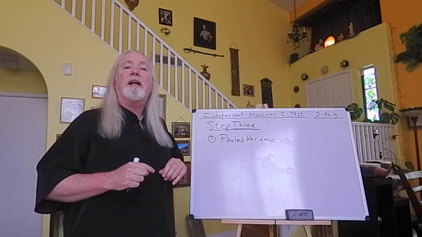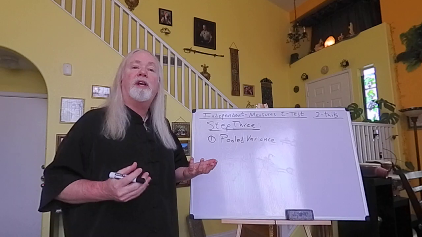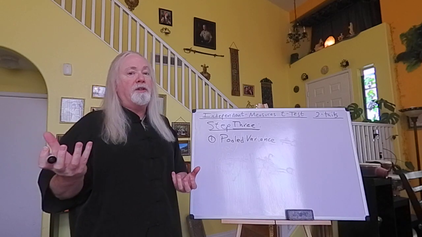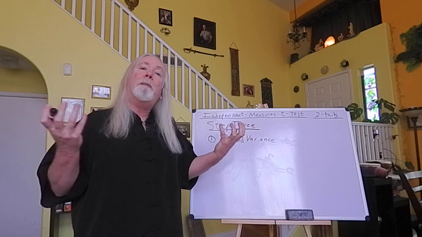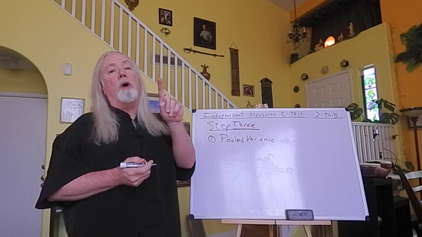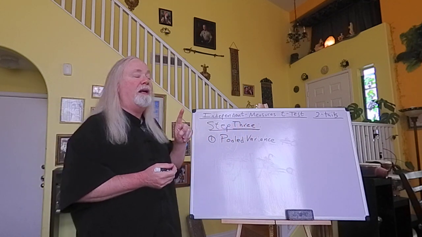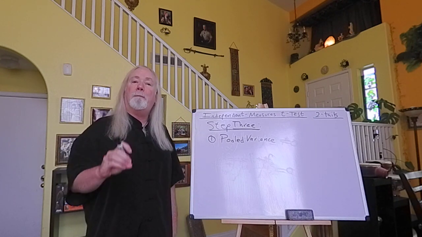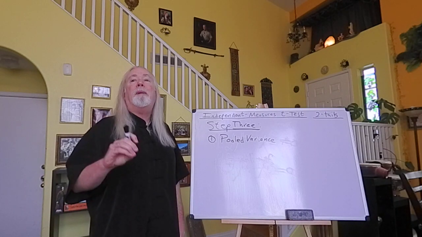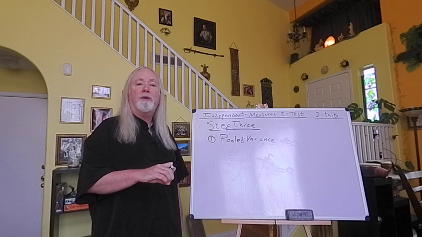Same thing with pooled variance, only it's with sample variances. So we have the sample variance for one group, one sample. We have the variance for the second sample, and we need to combine them because it's all just one study. It's all one experiment. So we have to take these variances and combine them. But again, we have to combine them in a way that's fair based on the sizes of the samples.